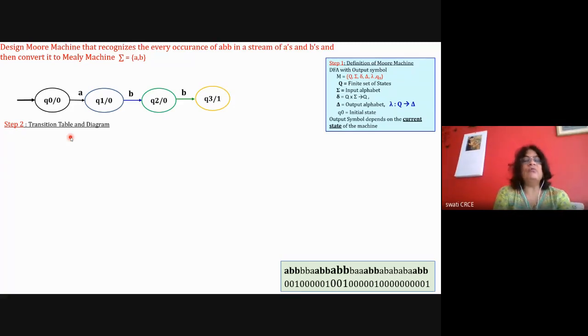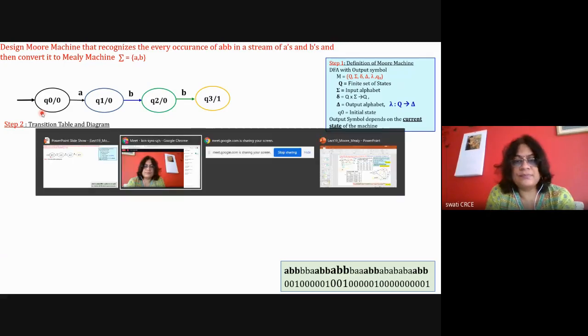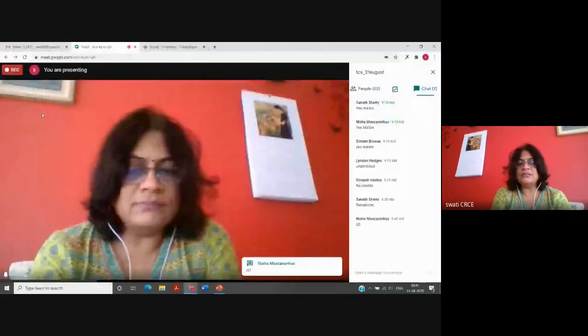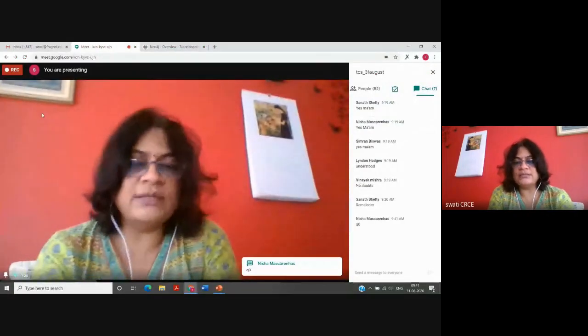Now try to find out what the missing transitions are, because it is a DFA diagram. For the missing transitions, in Q0 if there is any B, what should happen? Please write down your answer in chat. In Q0 if there is any B, what will be the next state? It is Q0. Nisha is saying Q0. That is right.